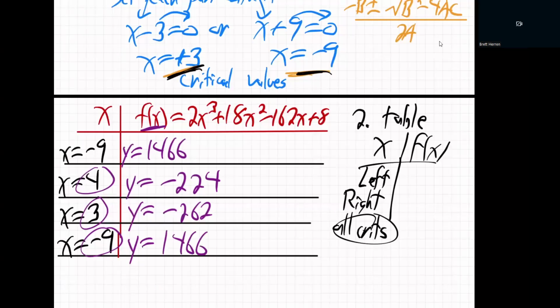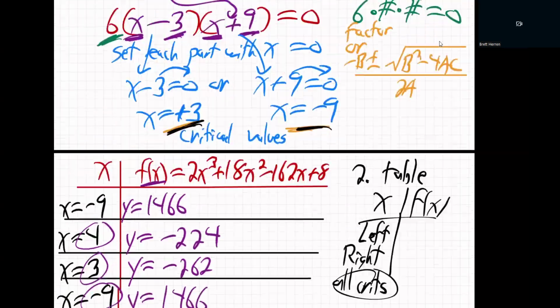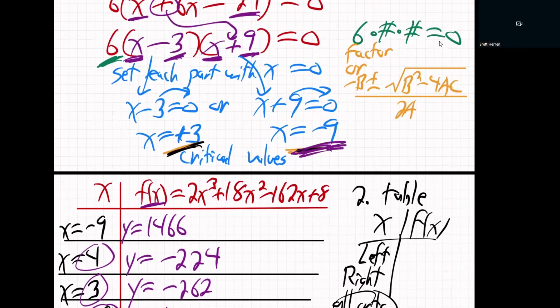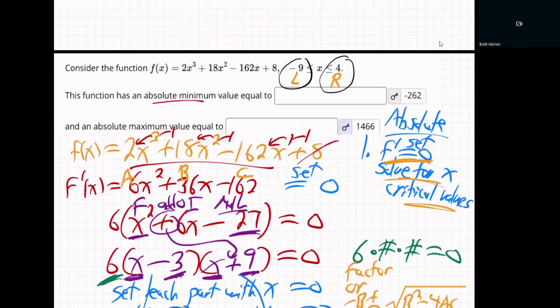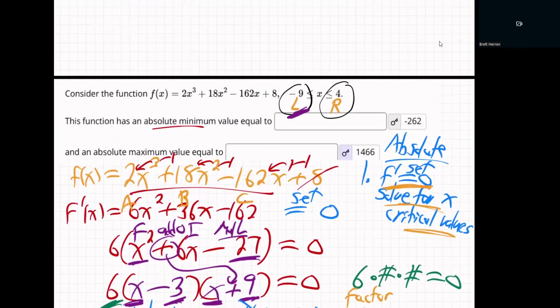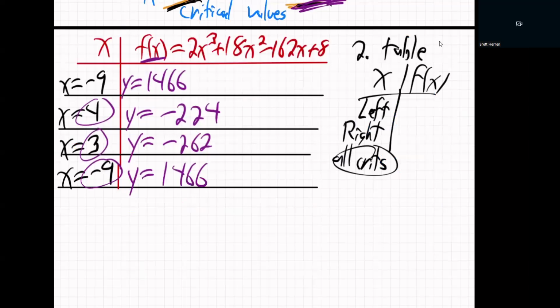Oh wait, did I do -9 twice? I didn't realize that. Okay, so -9 came out to be a critical value, and it's also my left edge. So that was silly of me. I didn't even notice that.